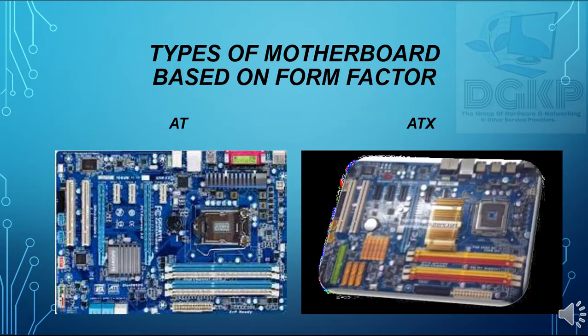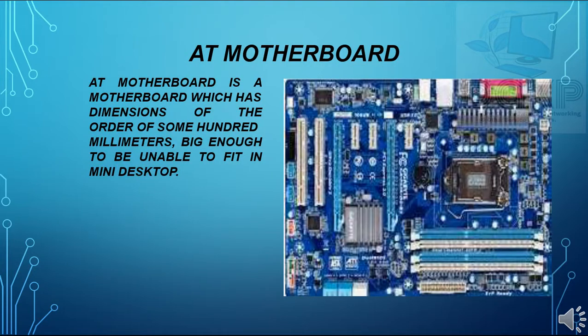Types of motherboard based on form factor. The first one is AT motherboard and the second one is ATX motherboard. AT motherboard. An AT motherboard has dimensions of the order of some 100 mm, big enough to be unable to fit in a mini desktop.